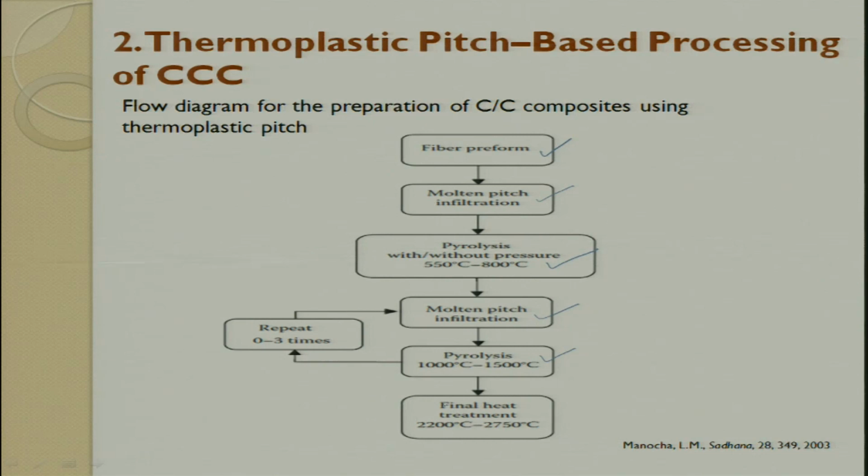n number of times, and then finally we do a final treatment at 2000 to 2200 to 2700 degrees Celsius to get the required output. In this way we try to make carbon-carbon composites. So, basically the resin is taken to a very high temperature, it is graphitized to get the required output. So, this is for thermoplastic pitch based processing.